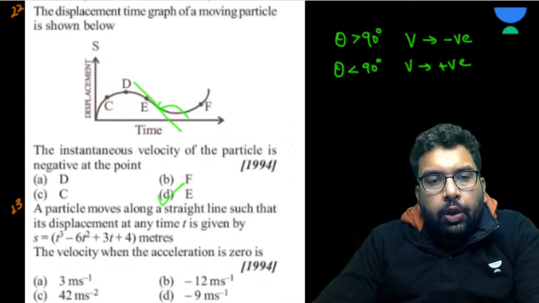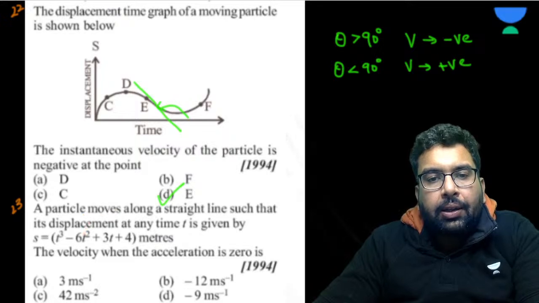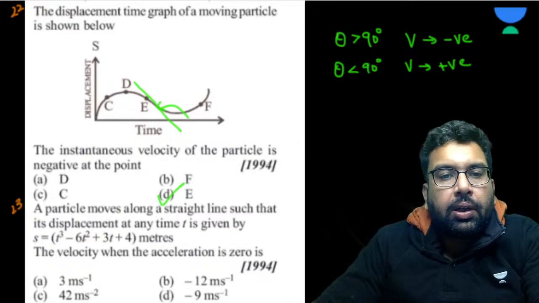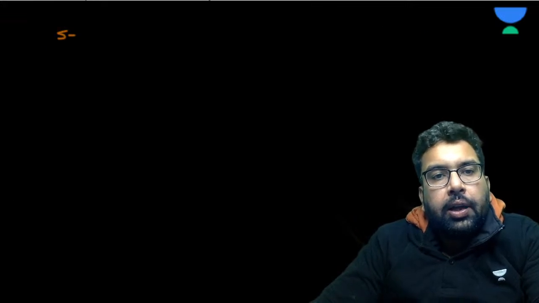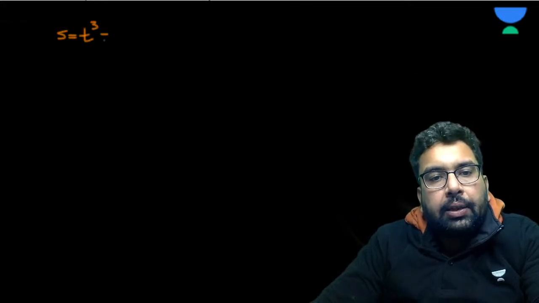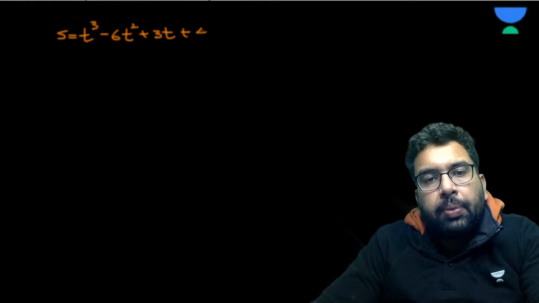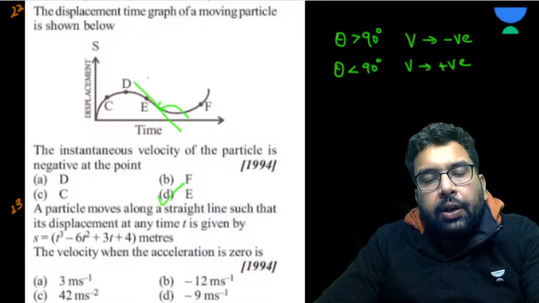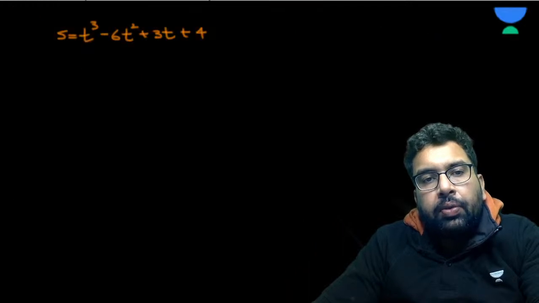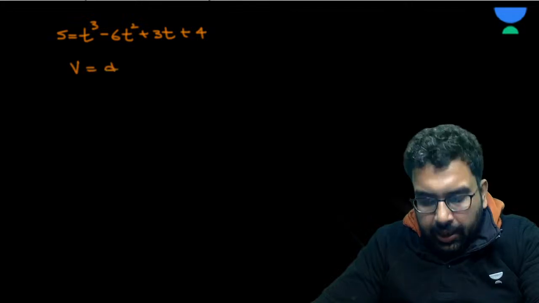Don't worry. So a particle moves along a straight line such that its displacement at any time t is given by s is equal to t cube minus 6t square plus 3t plus 4. So this is your displacement, beta. The velocity when the acceleration is 0. So here we have to first find the velocity, that is ds by dt.